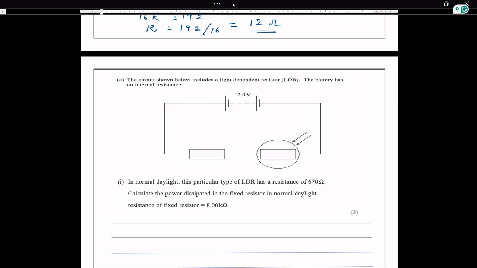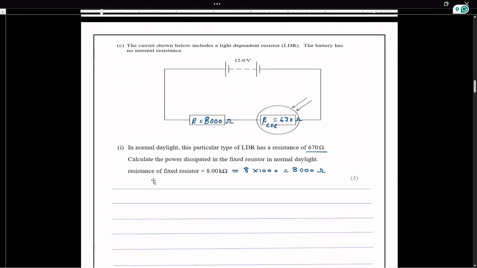So it says that this is our LDR, and the resistance of the LDR in normal daylight, this is R of LDR, is 670 ohms. Then the fixed resistor R value, R equals 8 kilo ohms. Kilo means multiplying with 1000 or 10 to the power of 3, which is 8000 ohms. So I'm writing it here. This value is 8000 ohms. So we know the value of both the resistors.